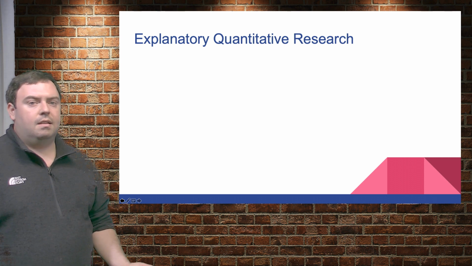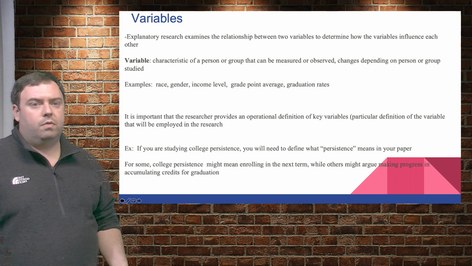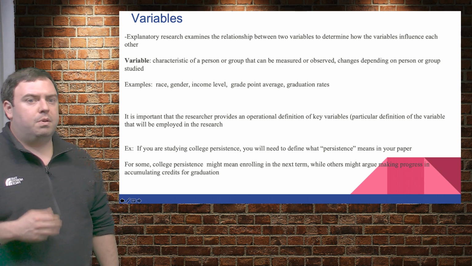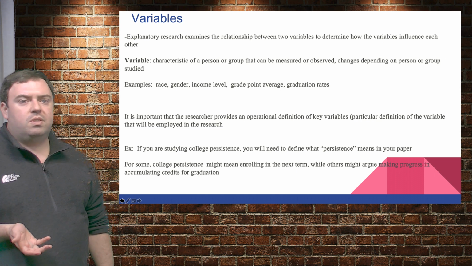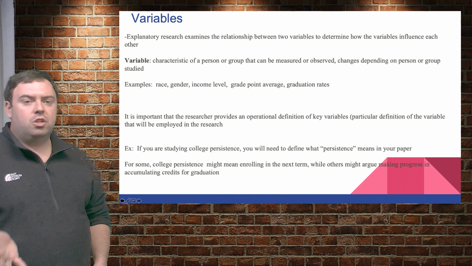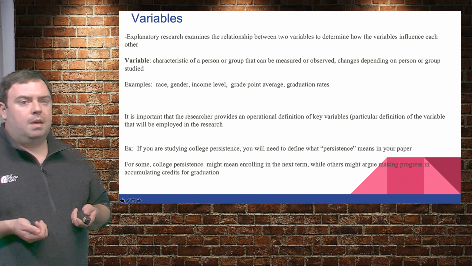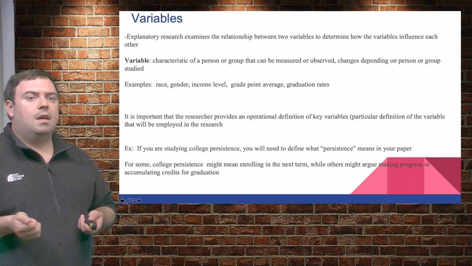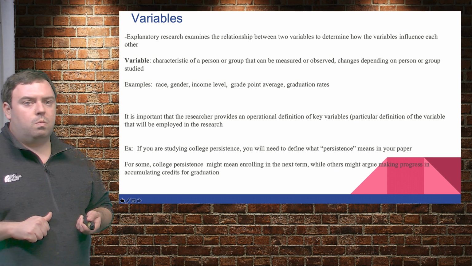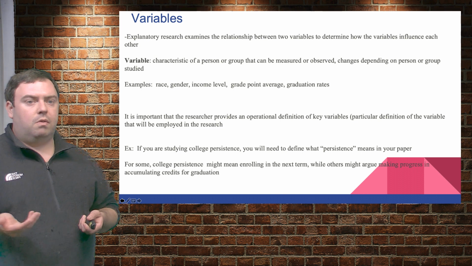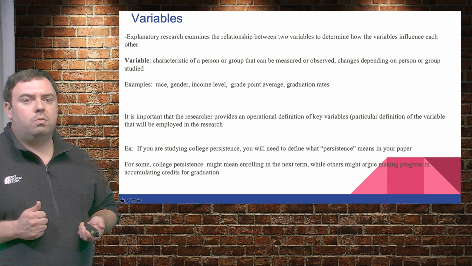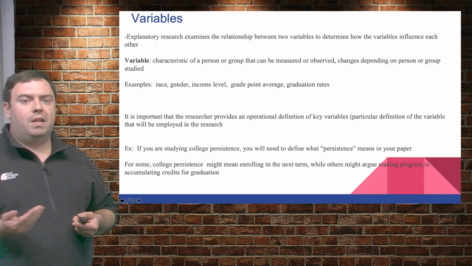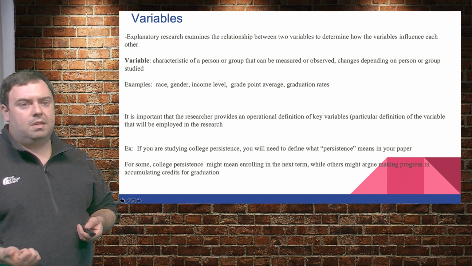So getting into that, let's talk about explanatory quantitative research. We've already talked about variables, but variables are characteristics of a person or group that can change between people, and it can change throughout observations, throughout an experiment, or throughout a study. And in explanatory quantitative research, like we mentioned before, you will make sure that you have at least an independent variable and then a dependent variable, and we'll talk more about them in a second.